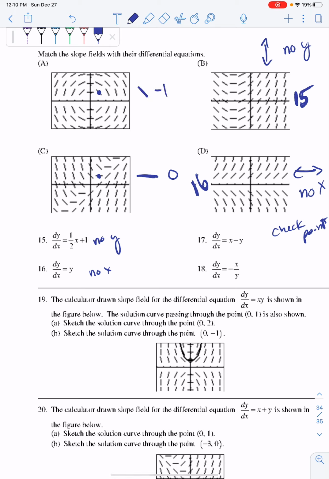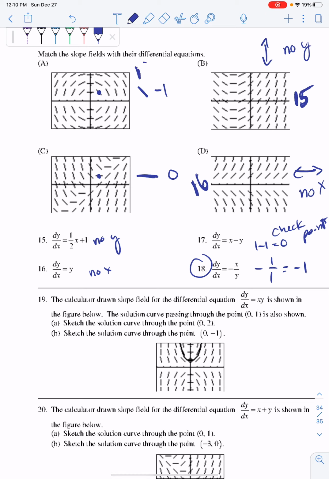Going to be -1, it looks like. So when I plug those in down here, on 17, when I plug in 0, 0, I get 0 minus 0, which is 0. On this one, or not 0, sorry, I'm plugging in 1. When I put 1 minus 1, I get 0. When I put -1 over 1, I get -1. So that means that 18 at 1, 1 has a slope of -1.